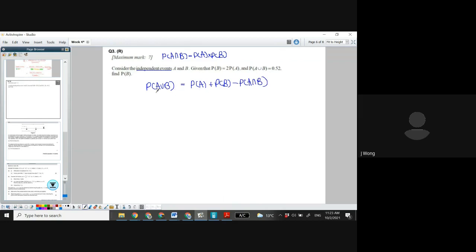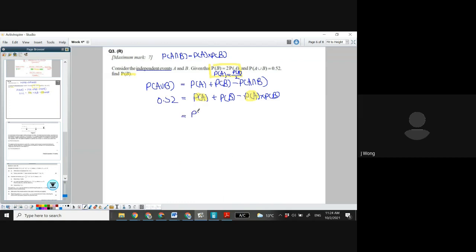Okay, and then we could throw everything that we know inside first and see how that helps us to find probability of B. We have 0.52 equals probability of A plus probability of B, minus probability of A intersect B, which is just probability of A multiplied by probability of B. Since I'm just interested in probability of B, I could get rid of all these if I use this relationship here, where probability of B is 2 lots of probability of A, which means probability of A is just half of probability of B. All right, so you could just substitute it in for these two positions.